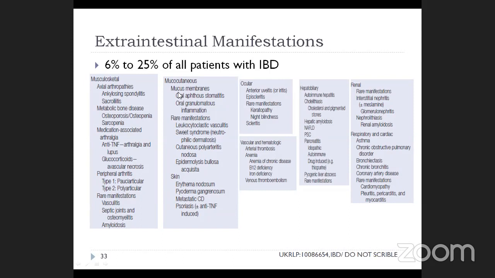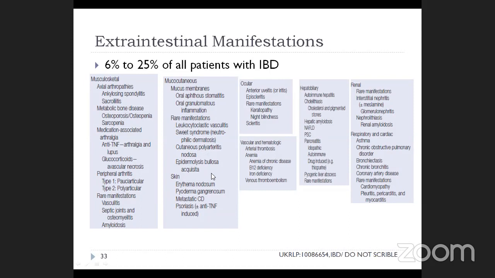And mucosal involvement can be represented by aphthous ulcer and aphthous stomatitis, and this aphthous lesion shows that it is a non-caseating granulomatous lesion. The rare manifestations of the mucosa are leukocytoclastic vasculitis and Sweet syndrome.